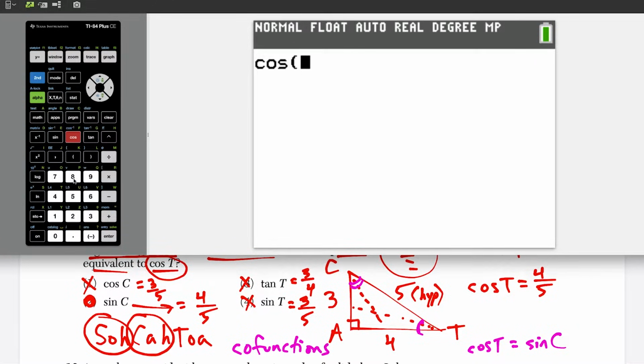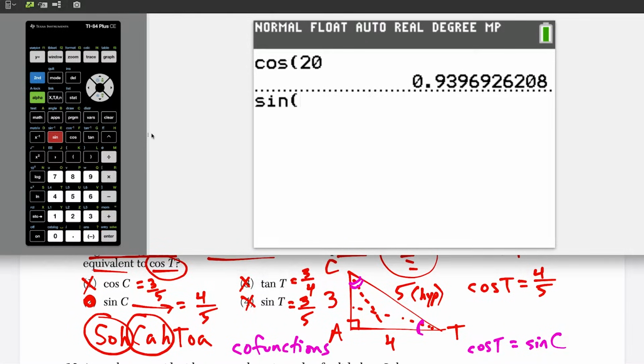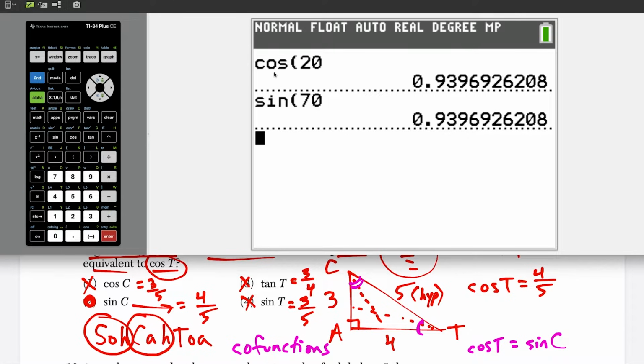So if I were to find something like cosine of 20 degrees, I want to look at sine of the complement of 20. And the complement of 20 would be 90 minus 20, which would be 70 degrees. And we can verify that once again because 70 plus 20 is 90. So 70 degrees and 20 degrees are complementary angles. But when I plug complementary angles into sine and cosine, notice that I get matching ratios.